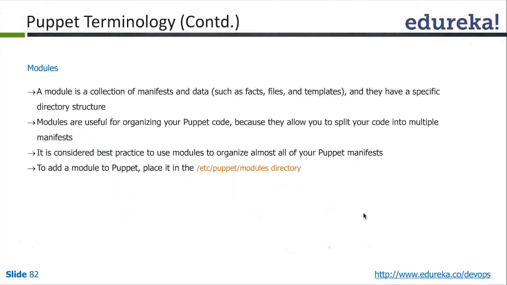A module is a collection of manifests and data, and it has a specific directory structure. Modules are useful for organizing your Puppet code because they allow you to split your code into multiple manifests. It is considered best practice to use modules to organize almost all of your Puppet manifests. To add a module to Puppet, you go into the module directory. This is where you bring in the configurations that you need to apply to a group of systems.